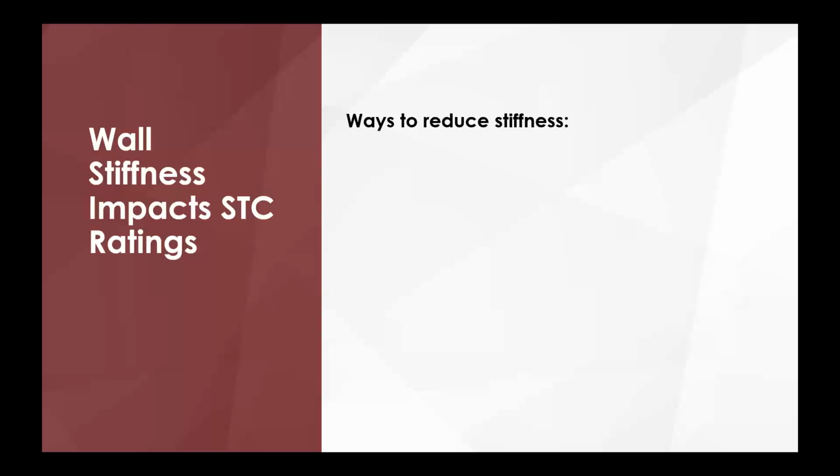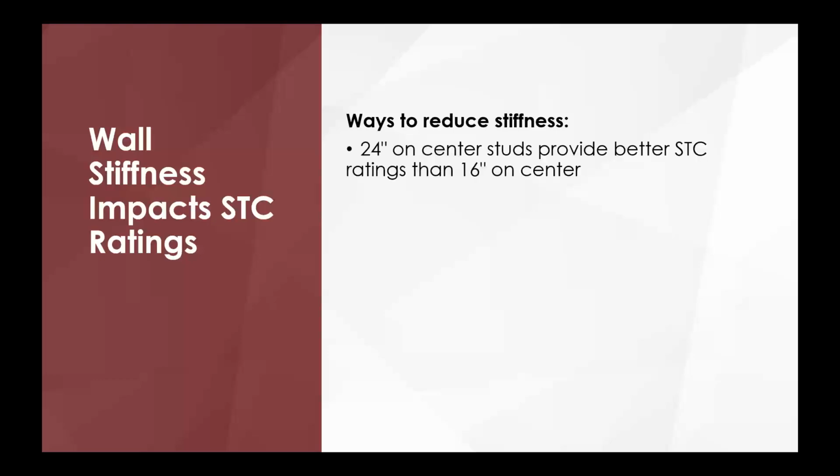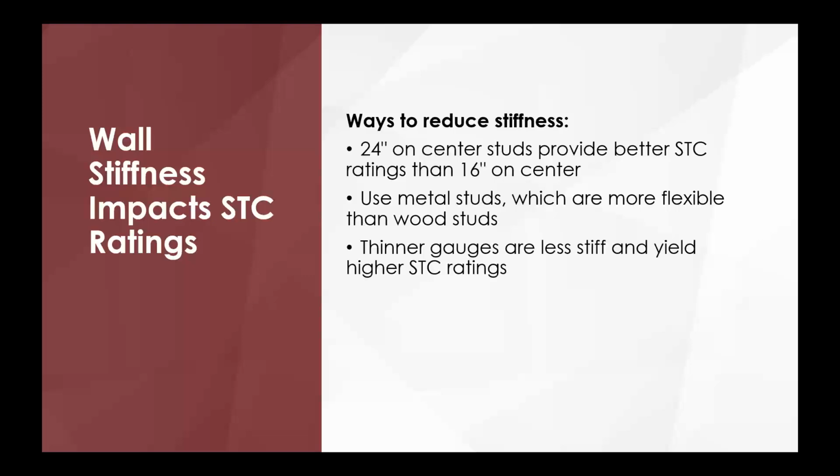All right, wall stiffness. How does that impact the STC ratings? Well, clearly, if I spread those studs out further, go to 24 on center instead of 16, I'm going to get a better STC. It's going to go down when I bring the studs closer together at 16 on center. Now, again, wood studs are going to outperform metal, but there's a sweet spot in there too, because as the thickness of the metal stud gets thicker, your STCs also go down. It's because the thinner the gauge, the less stiff the walls, and it gives you a higher STC rating.